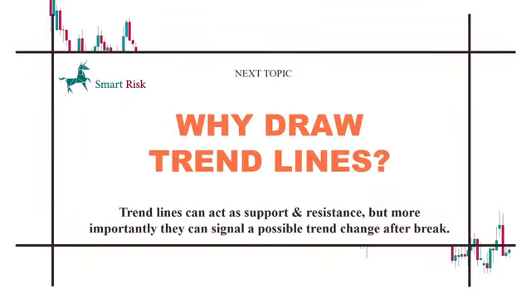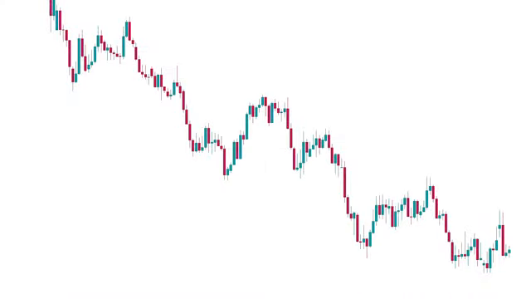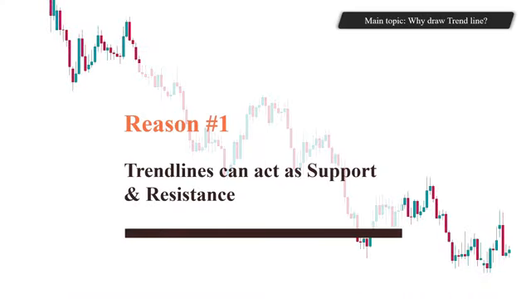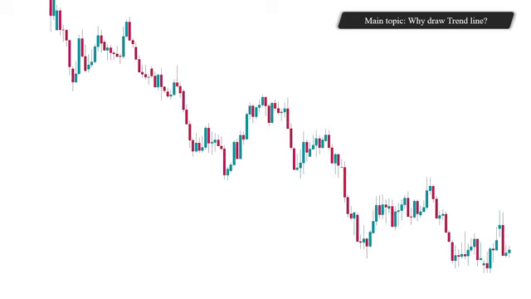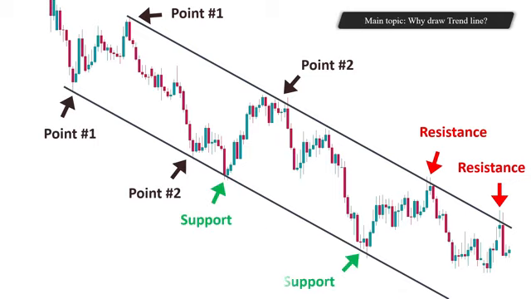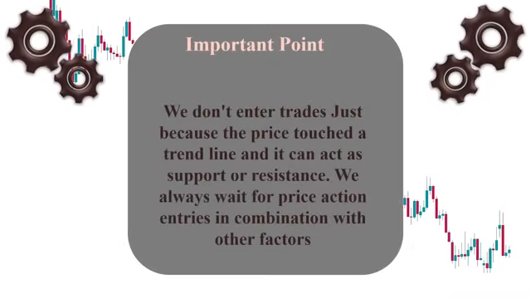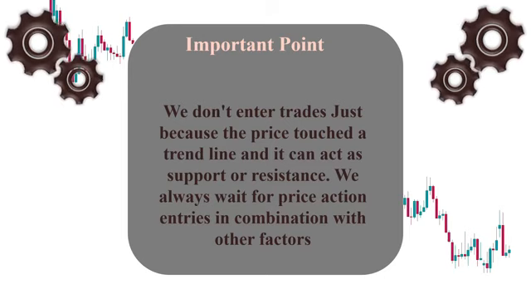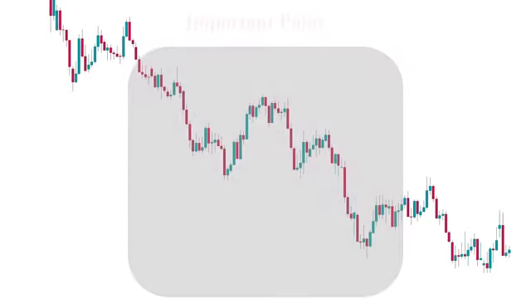So why do we even draw trend lines? The first reason is trend lines can act as a support or resistance. Here at the top, the trend line acted as resistance when the price reached it. And along the bottom, see how the trend line acted as support. So, here is an important point. We don't enter trades just because the price touched a trend line and it can act as support or resistance. We always wait for price action entries in combination with other factors, which we will discuss later in this video.